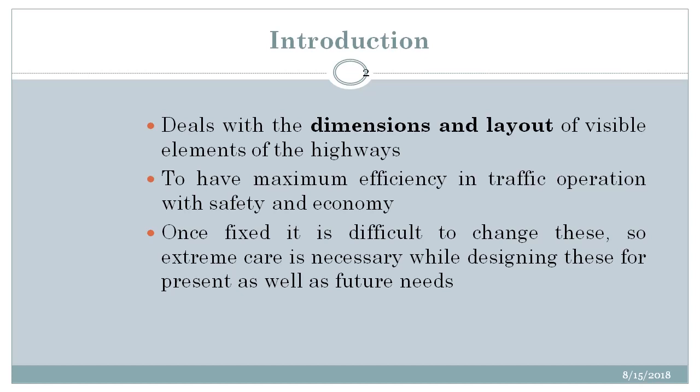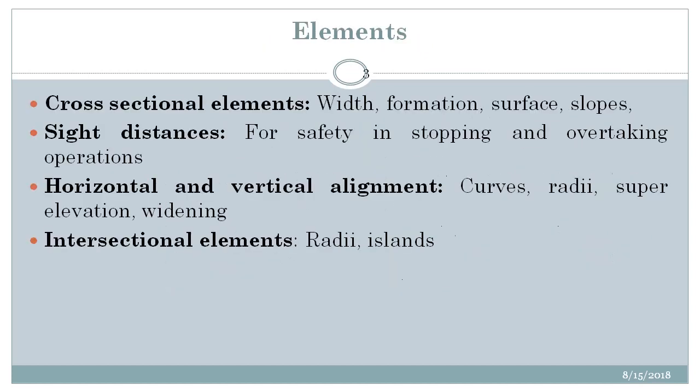In the last slide we have learned the definition of geometric design of highways. Now we will learn its meaning. 1. It deals with the dimensions and layout of visible elements of the highways. 2. To have maximum efficiency in traffic operation with safety and economy. 3. Once fixed, it is difficult to change these, so extreme care is necessary while designing these for present as well as future needs. Now we will see elements of geometric design of highways.